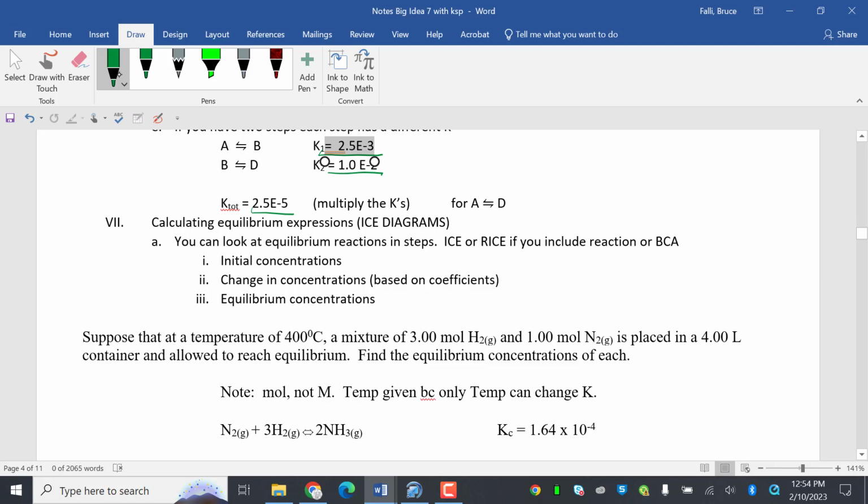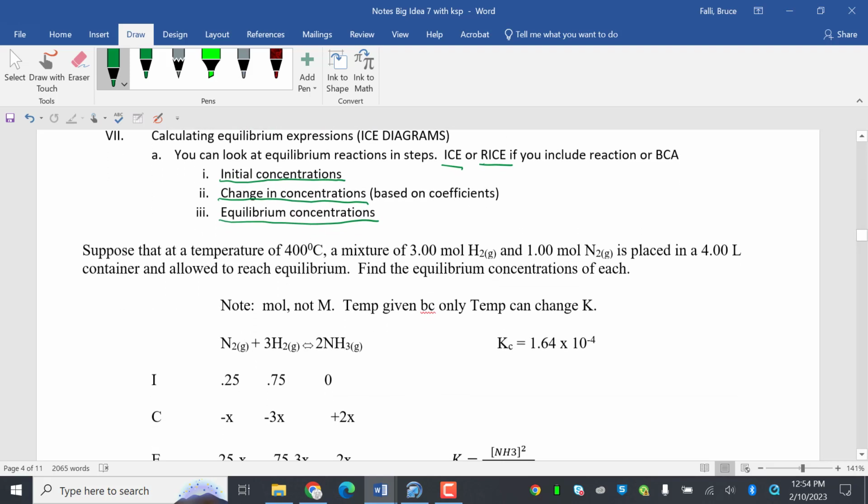Calculating equilibrium expressions. These are ICE diagrams. You can look at equilibrium reactions in steps. You may have seen it called a RICE diagram. I call it an ICE diagram, or a BCA reaction. I stands for the initial concentrations, C stands for the change in concentrations, and E stands for equilibrium concentrations, or ending concentration.